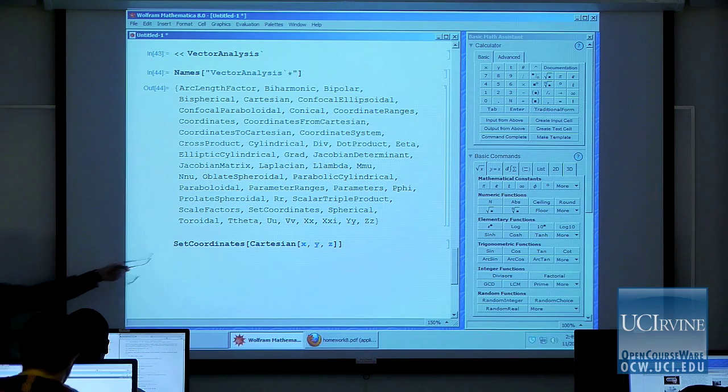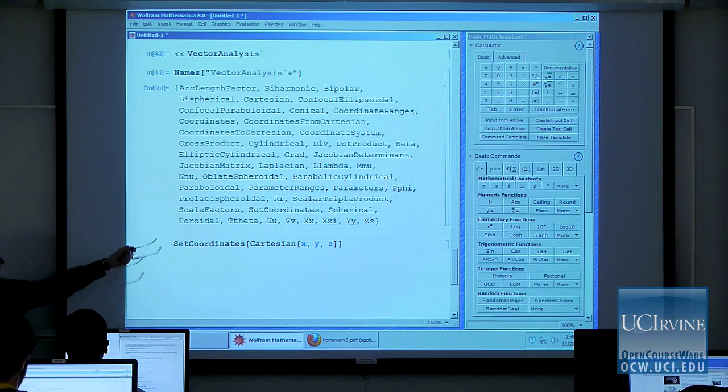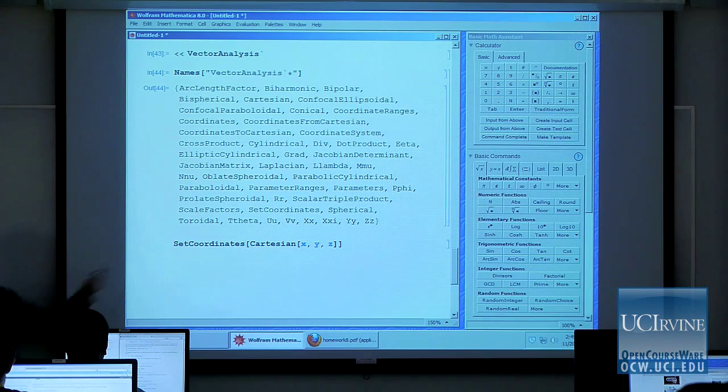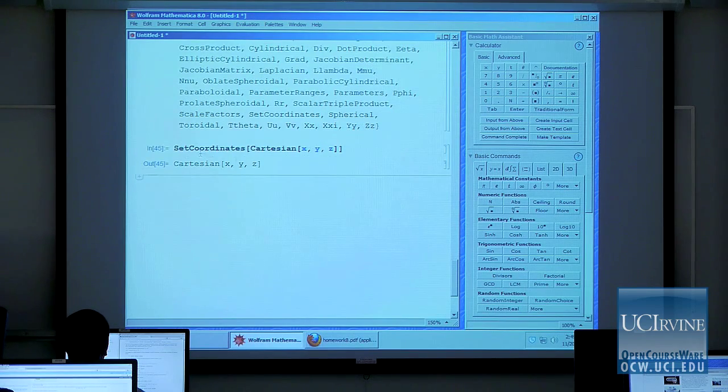Because otherwise, that's not the default, by the way. I think the default is big X, big Y, and big Z. I'm not sure about that. But in any case, I want to use that. Okay, so we can enter that. And it just tells us, okay, understood.